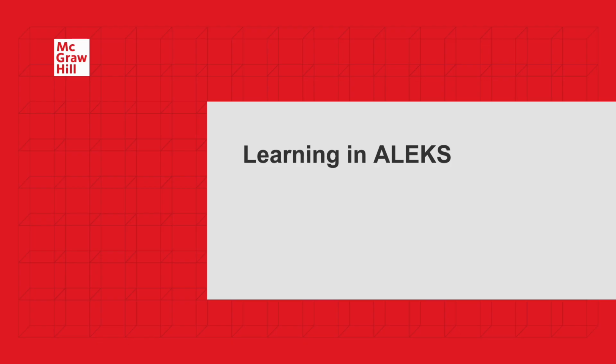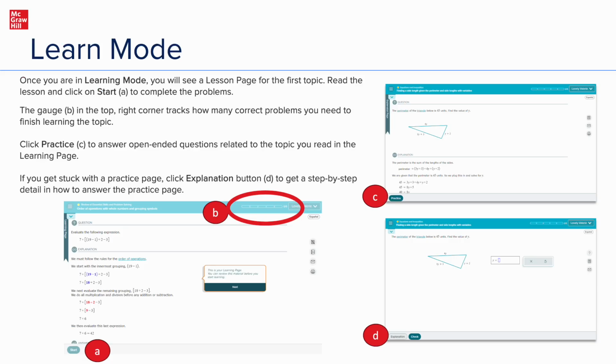Now, if you have started clicking that, here is how you could do your learning experience in ALEKS. These are some things that you would be able to do. To begin your learning in ALEKS, you could always first do your learning mode, or your Learn mode. Once you are in learning mode, you will see a lesson page for the first topic that you are ready to learn. Read the lesson and click on Start, which is letter A, to complete the problems you have to do. The gauge, which is the letter B, can usually be found at the top right part of your screen, and tracks how many correct or incorrect answers you get.